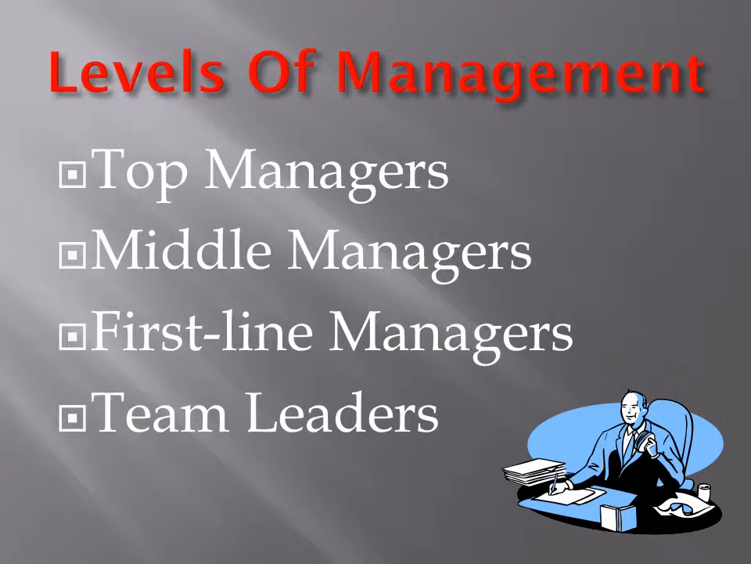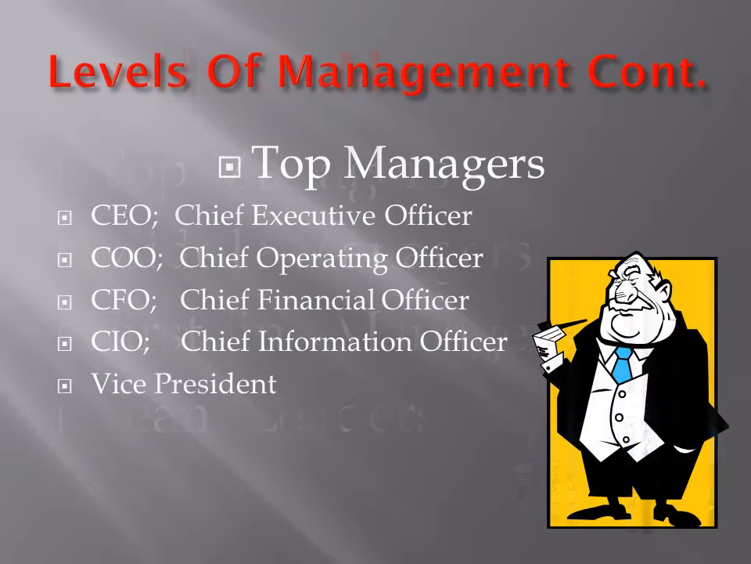These next few slides will show that there are different levels of management: the top managers, your middle managers, first line managers, and team leaders. These make up management in an organization. Starting with top managers, you have your chief executive officer, the CEO, and it runs down through your chief operating, your chief financial, and chief information officer, and of course vice president. All of these are very crucial in making things work, because one man cannot do it all.